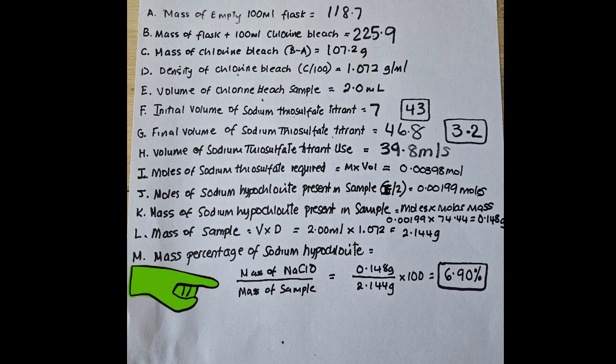Typical household bleach has anywhere between 3 to 8% of sodium hypochlorite. So we are well within the range of concentration. So our household bleach concentration was 6.9%, which is an acceptable result.